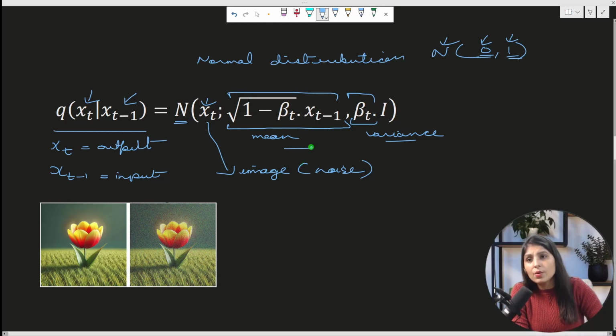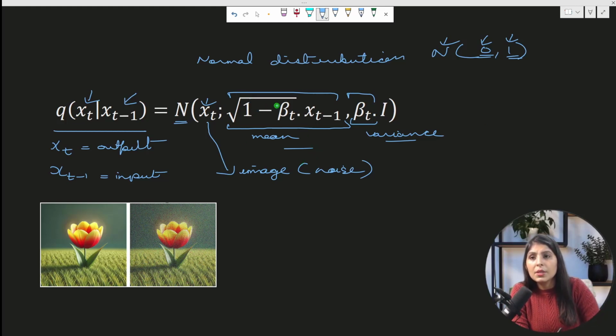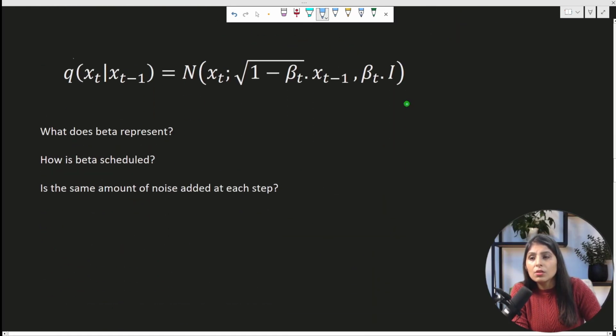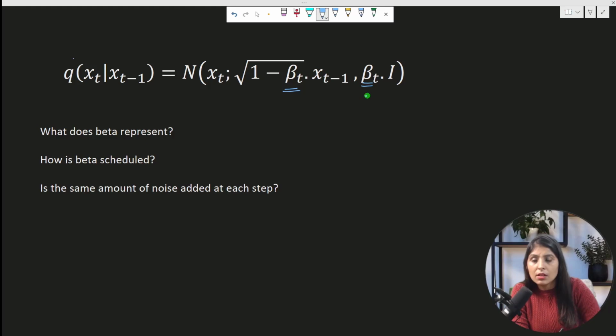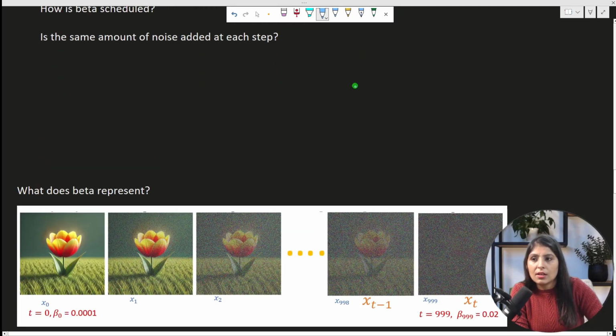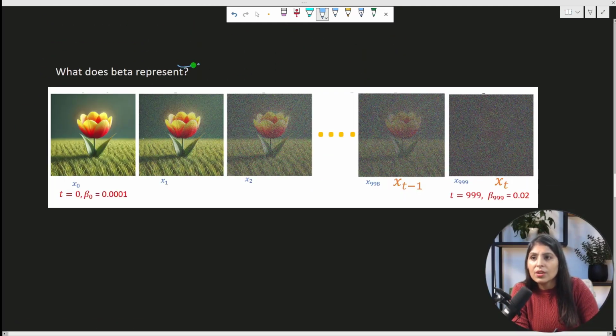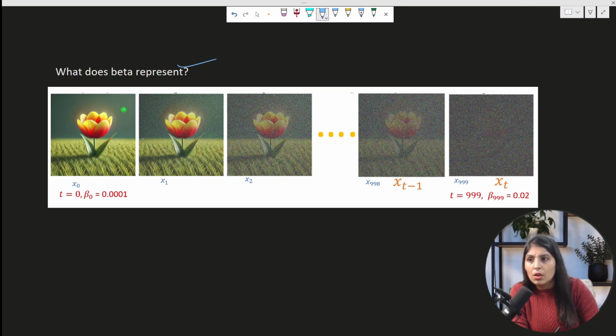Now let's try to understand in detail this beta which we have used here and here. These are the three questions I'm going to address. First, what does this beta represent? Second, how is this beta scheduled? And third, is the same amount of noise added at each time step? Let's understand. First, what does this beta represent? I have shown you this kind of step.